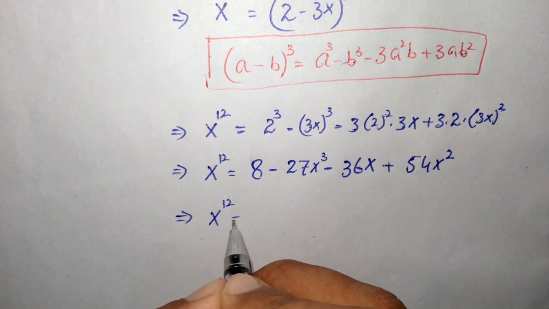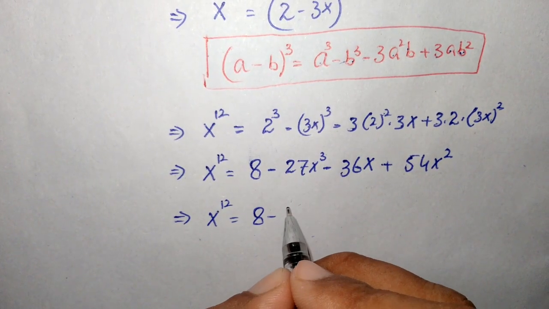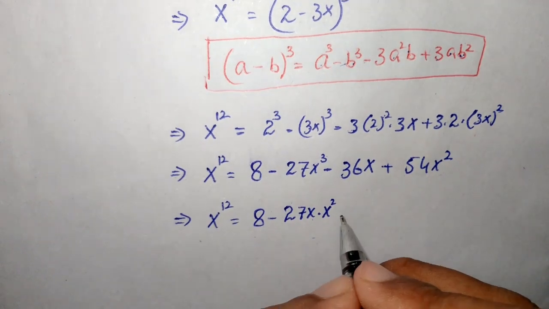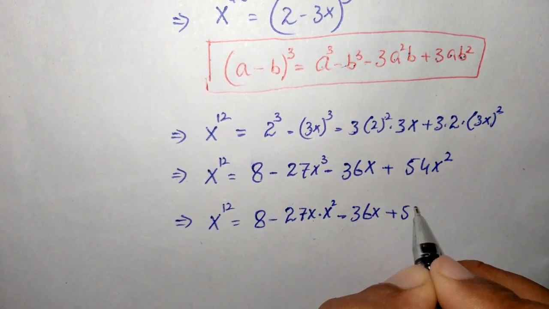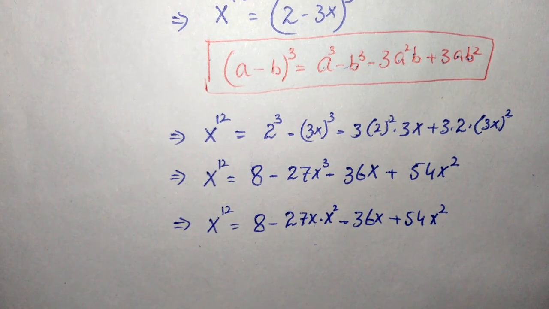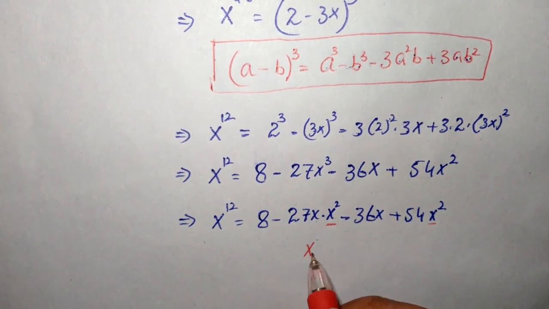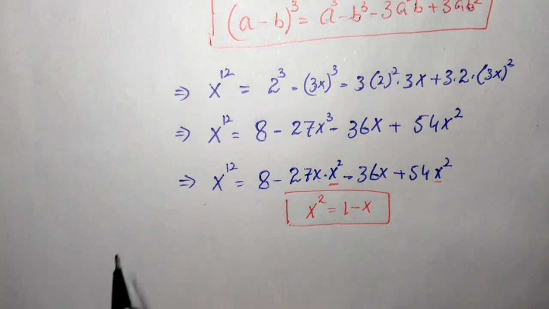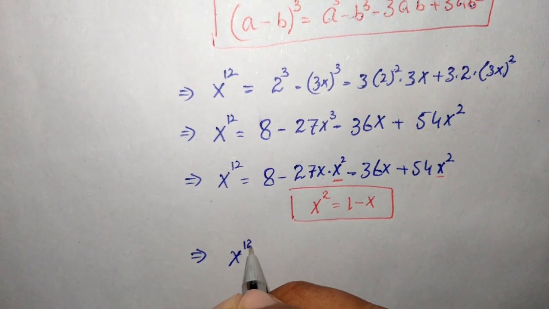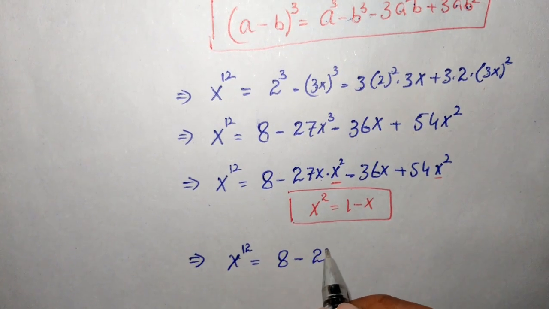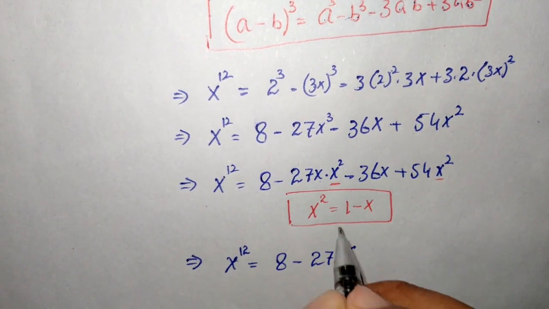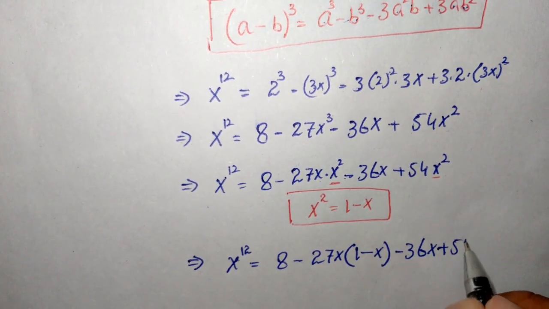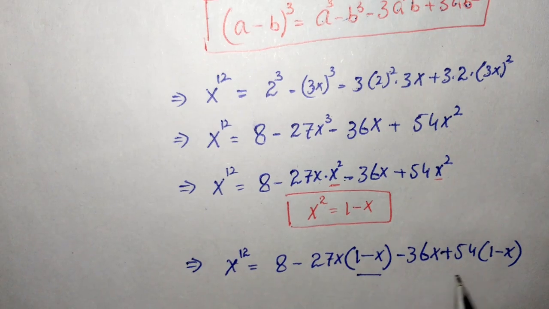x^12 is equal to 8 minus 27 x times x^2, this is equal to x^3, minus 36x plus 54 times x^2. Now again, we know that here x^2 is equal to 1 minus x. So we have to put the value of x^2 here. So this will become x^12 is equal to 8 minus 27x times (x^2 is equal to 1 minus x) minus 36x plus 54 times (1 minus x). Here this is the value of x^2.